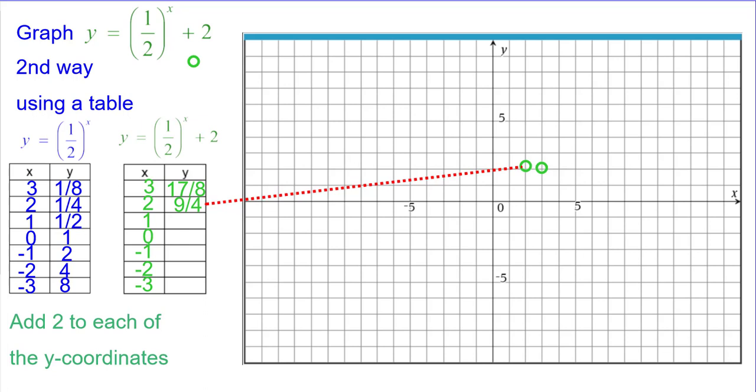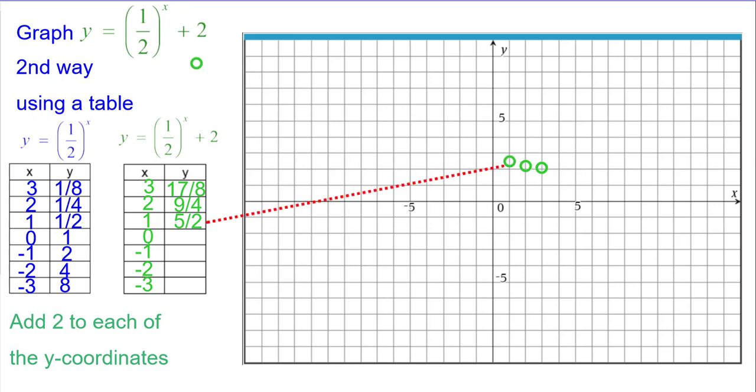Adding 2 to 1/2 would be like adding 4 halves, which gives us 5 halves. So 1, 2 1/2. 1 plus 2 is 3, so 0, 3. 2 plus 2 is 4, -1, 4. 4 plus 2 is 6, so -2, 6. And 8 plus 2 is 10, so -3, 10.